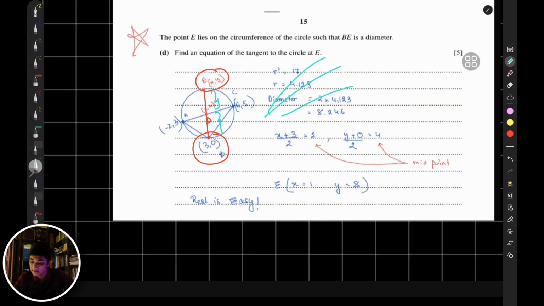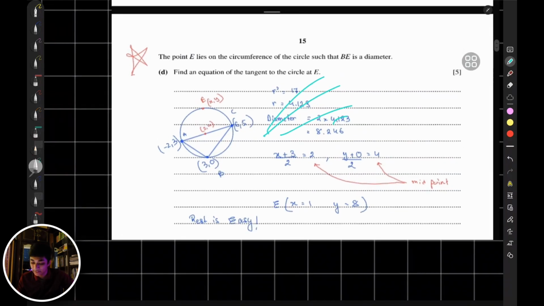You can use the midpoint equation to find out the points of E. Let's consider the coordinates of E as x and y for the ease of understanding. So x, which is the x coordinate of E, plus the x coordinate of B, which is 3, divided by 2 is going to give you 2, right? Because you already know the x coordinate of this center. So from this, if you make x the subject, you're going to get x is equals to 1.